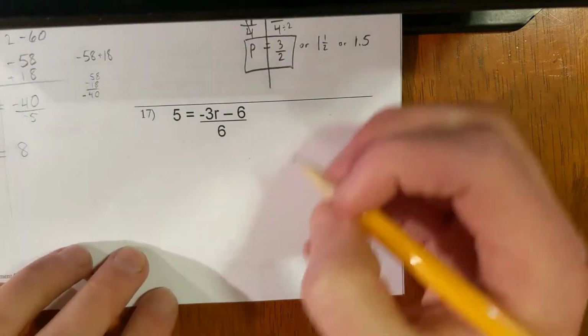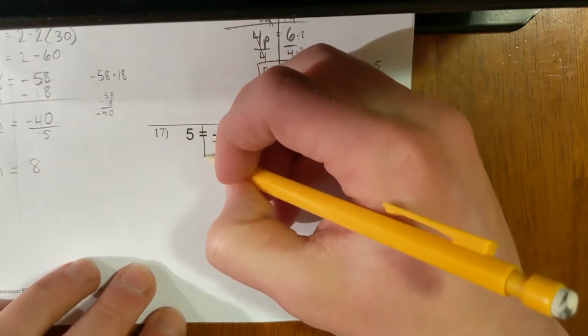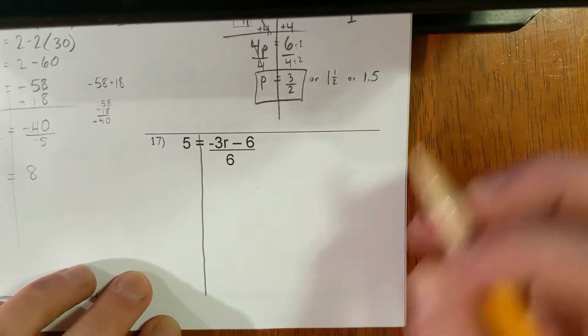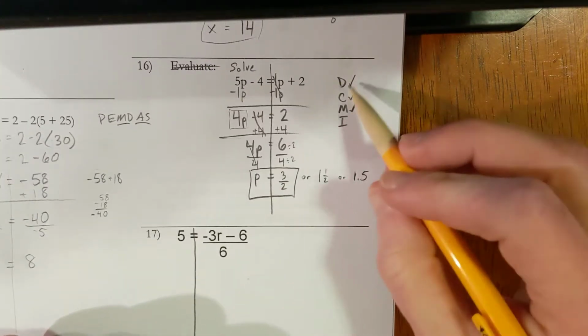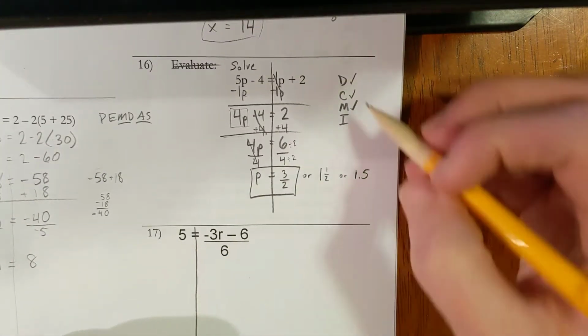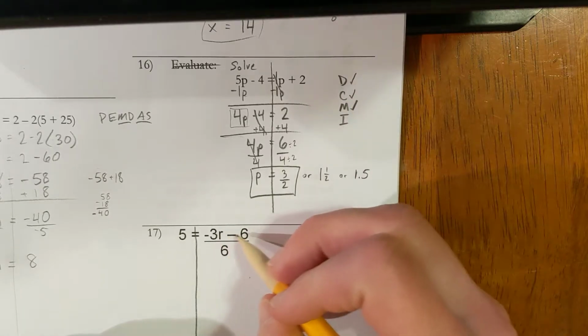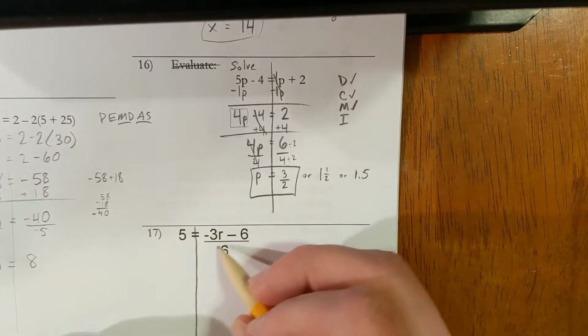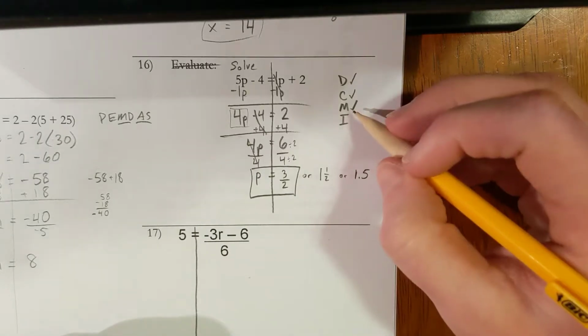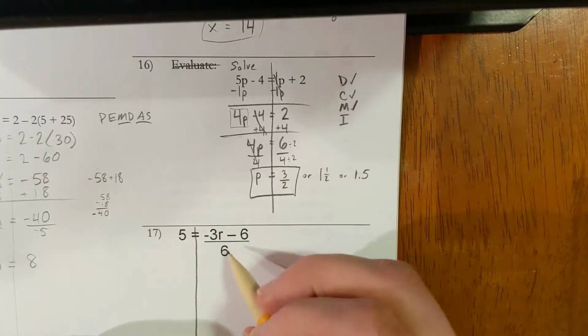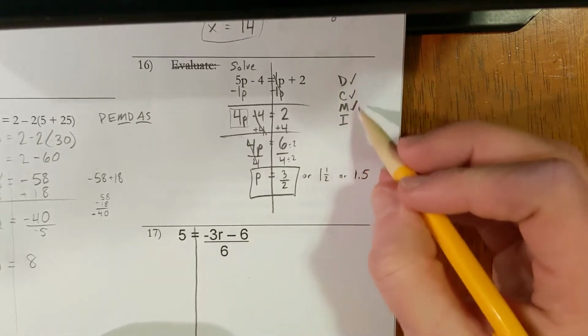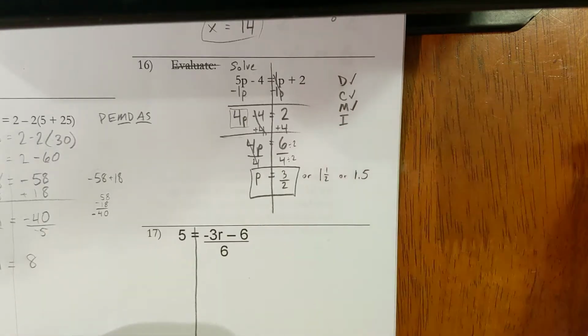For number 17, we again have an equation that we want to solve. So I'm going to draw my line. If I refer back to this DCMI, there's no distributing to do as there's no parentheses. Combining like terms, I'm looking in here. I don't have anything alike here, and this is alone down here. And actually we have all our variables in one spot. So all three of these steps are actually already checked off. It's time to use inverse operations.